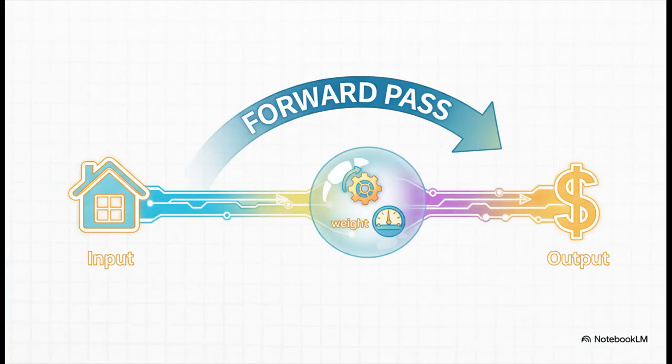So this whole process we just described, taking the inputs, running them through our model with its current weights and biases, and spitting out a prediction, that whole thing has a name. It's called the forward pass. It's step 1. The network just makes its best guess.